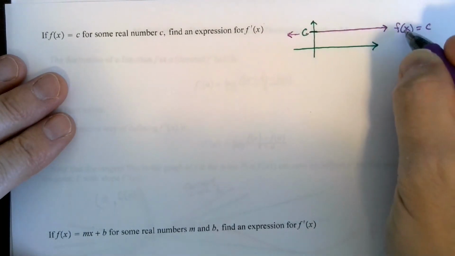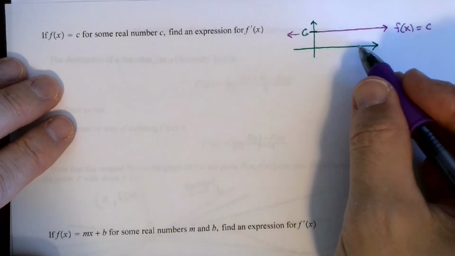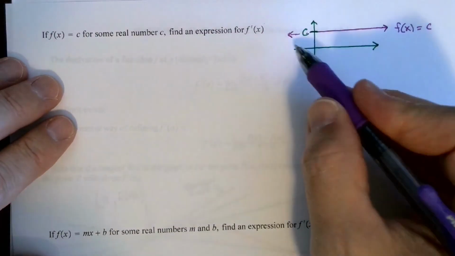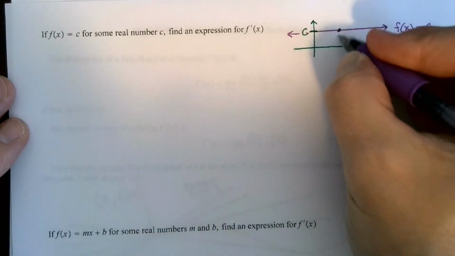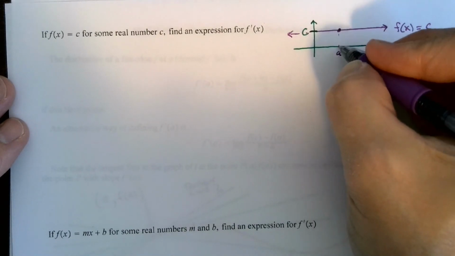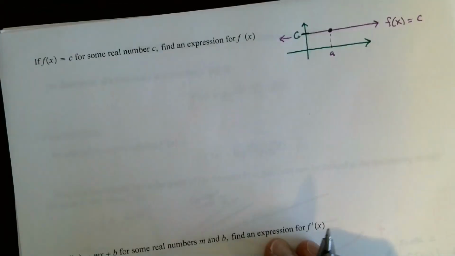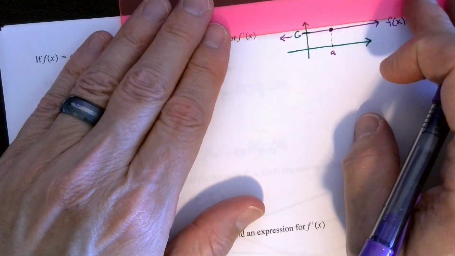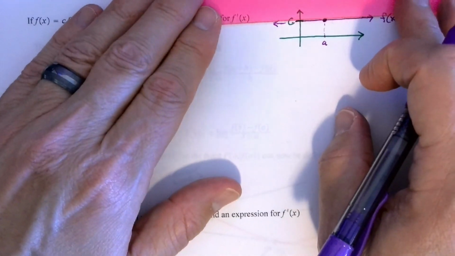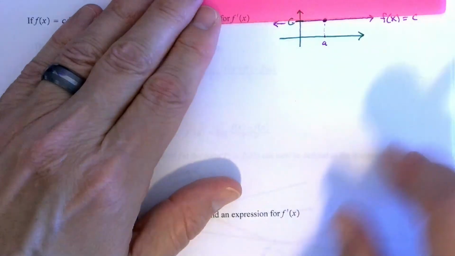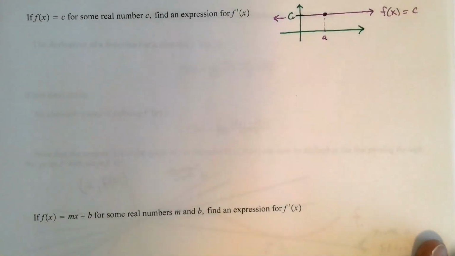No matter what the input is, the output's always c. So f of 0 is c, f of 1 is c, f of 2 is c, f of 3.7 is c, and so on. And if you look at any tangent line, for any value of a, let's say a is this value, what's the slope of the graph at that point? Well, if I try and just touch that point, notice that the tangent line is going to coincide with my function. It's going to be a line as well, right? It's going to coincide. It's going to be horizontal, and the slope is obviously going to be 0. The slope of this line is 0. Therefore, the tangent line must have a slope of 0.